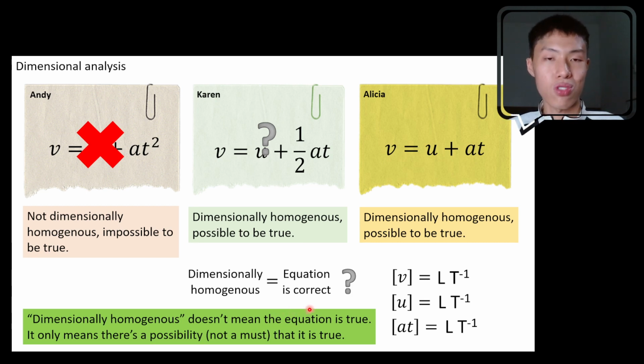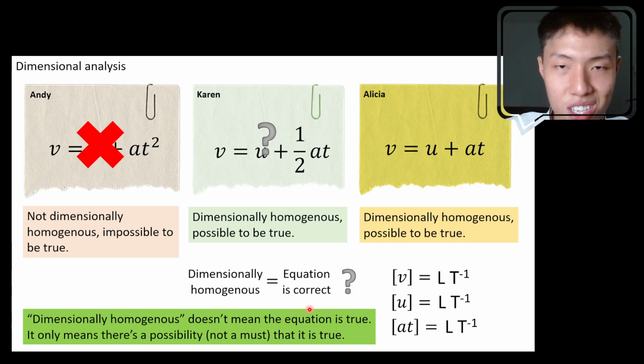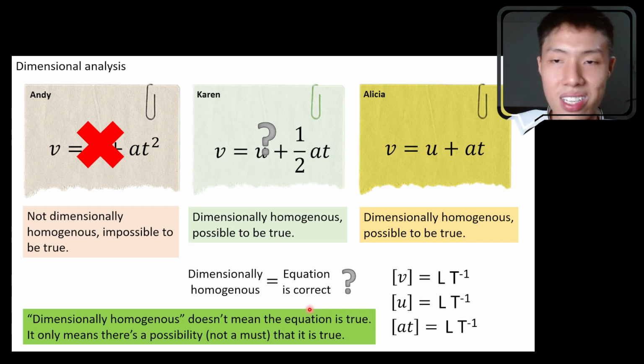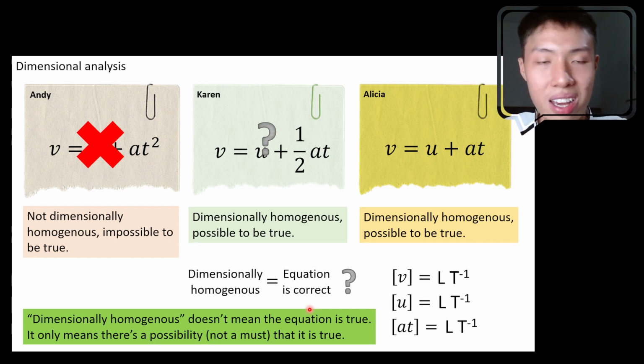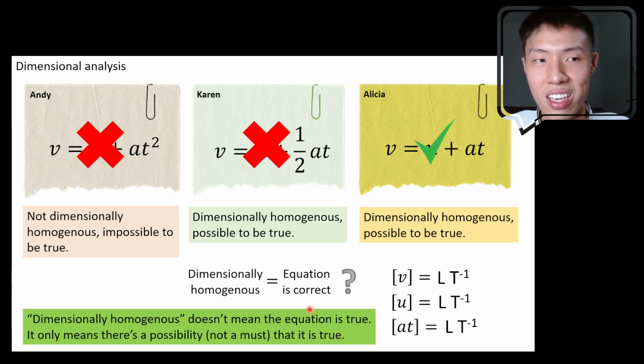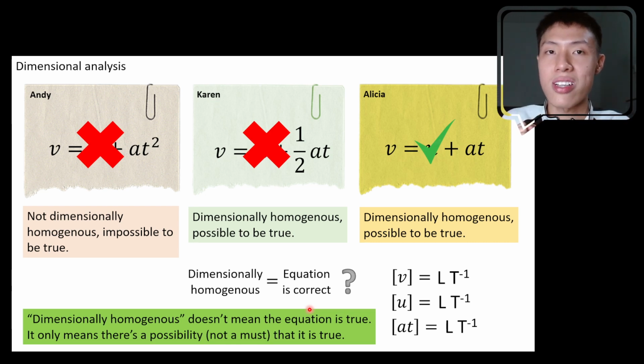Okay, so to solve the mystery, you ask your teacher what equation he wrote on the board. I will tell you that what Karen has written here is actually wrong, but Alicia's equation here is correct. Well, that one you can't really figure out using dimensional analysis. So I hope you get the idea of dimensional analysis. What is its potential? What can it do? And what is its limitation? Not being able to check whether the equation is correct or not.